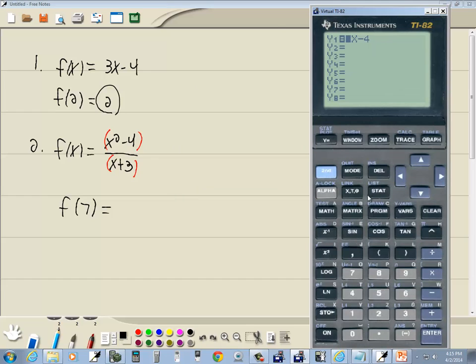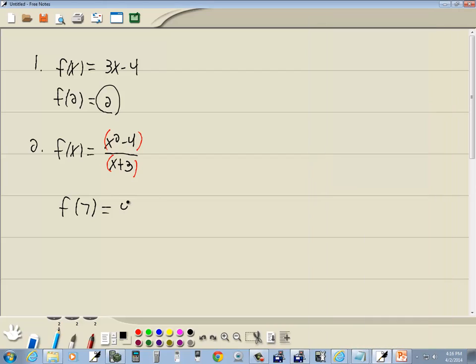So I'm going to go back to my y equals, do a clear, and do a beginning parentheses, my x key, then my x squared, minus 4, closing parentheses, divided by, beginning parentheses, x plus 3, closing parentheses. And now we want to go to our table, so do second graph, and we want to put 7 in. So do 7, and then press enter. And that gives us 4.5.